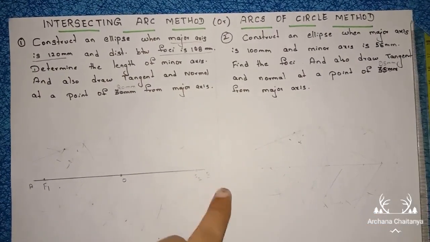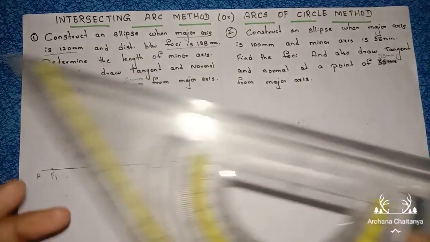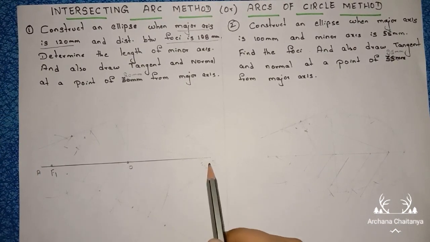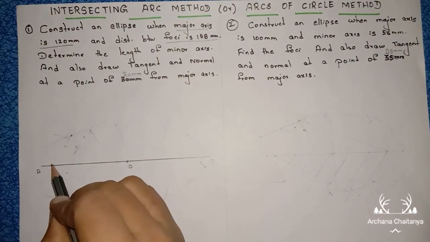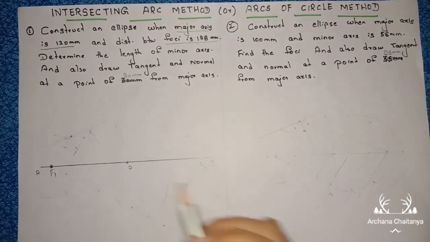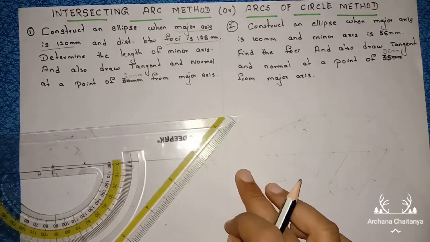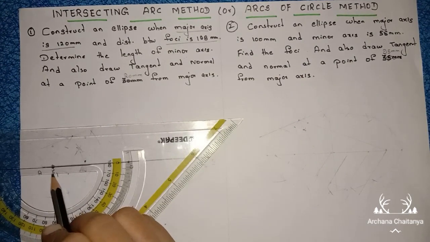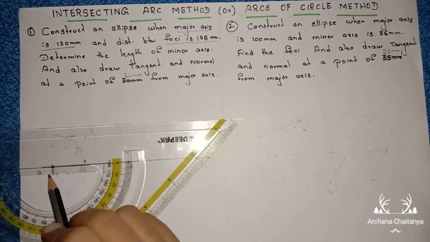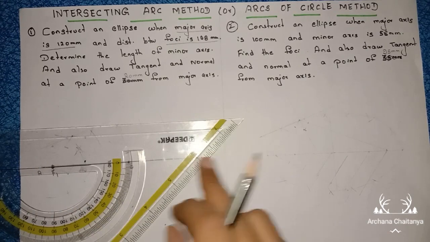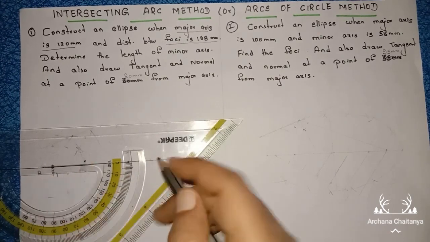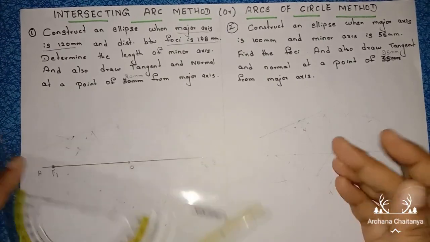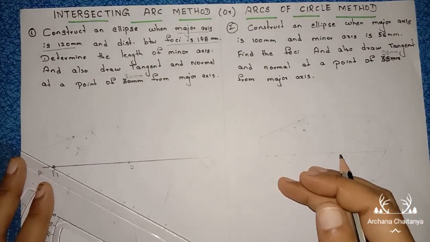Now how to construct the ellipse? After marking the major axis and focus points, take your protractor. Keep your protractor on the major axis at point F2. Then keep your protractor on the major axis at point F1. Take a 30 degrees angle and draw a line of any length.